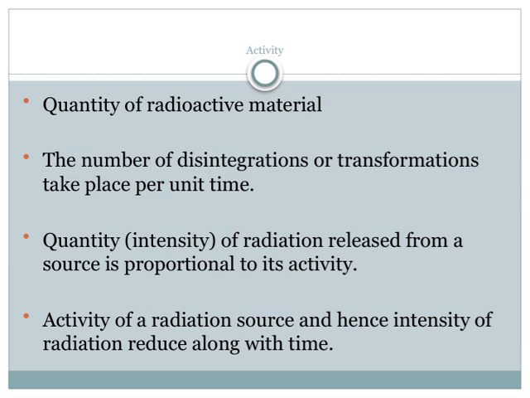Now, an important point to remember is that the amount of radiation released, or its intensity, is directly proportional to this activity. So, if the activity increases, the radiation intensity also increases, and vice versa. And because radioactive materials decay over time, their activity doesn't stay constant. It gradually reduces as time passes. This means that the intensity of radiation emitted from a source diminishes as well.